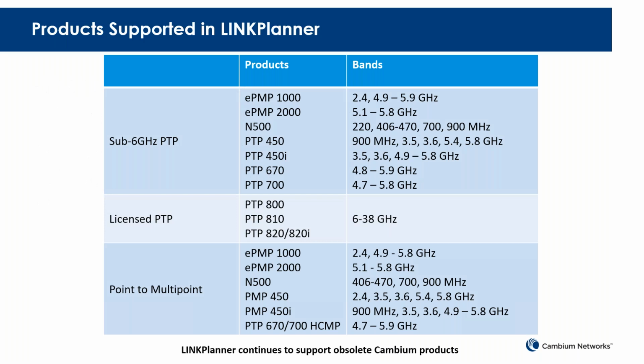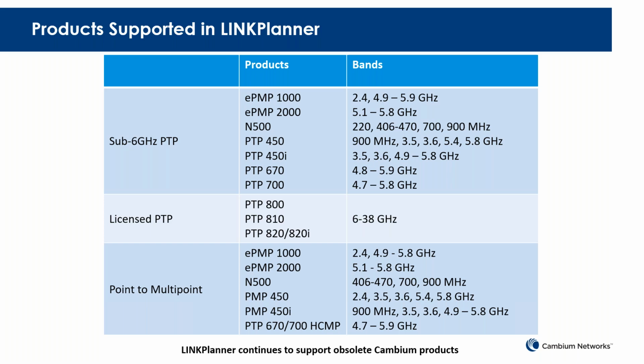This is the list of products that are supported in LINKPlanner. It's divided up into point-to-multipoint products and point-to-point products. If you go directly to the bottom, you can see we support the full lineup of ePMP, PMP 450, and then also high-capacity multipoint for the PTP 670, 700 series. In addition, CN Reach is supported for point-to-multipoint. That's the N500 you see there.